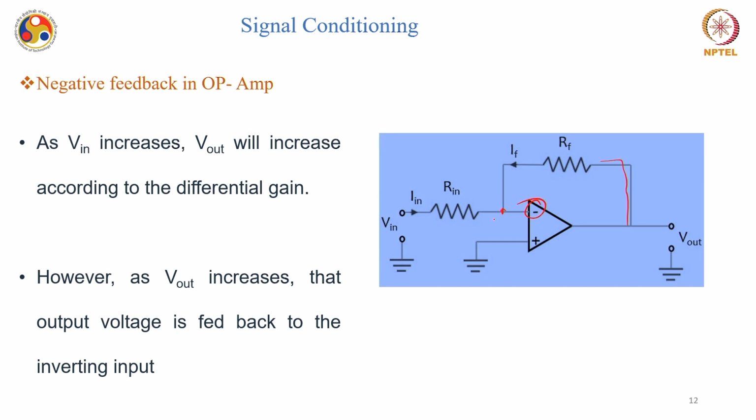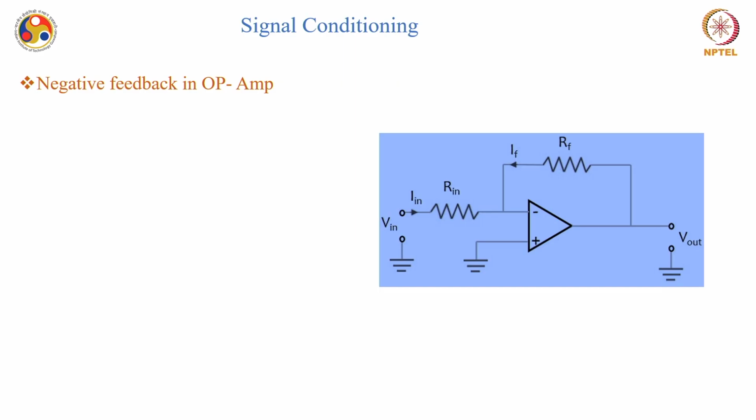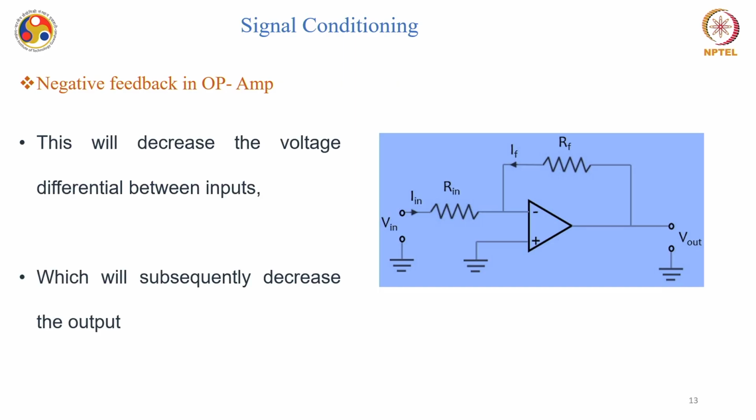As V in increases, V out will increase according to the differential gain. Now the differential gain is playing a very important role, and we'll see how this op-amp can also be used as a differential amplifier in this course. However, as V out increases, that output voltage is again fed back to the inverting input. Now this will decrease the voltage difference between the inputs, which will subsequently decrease the output.